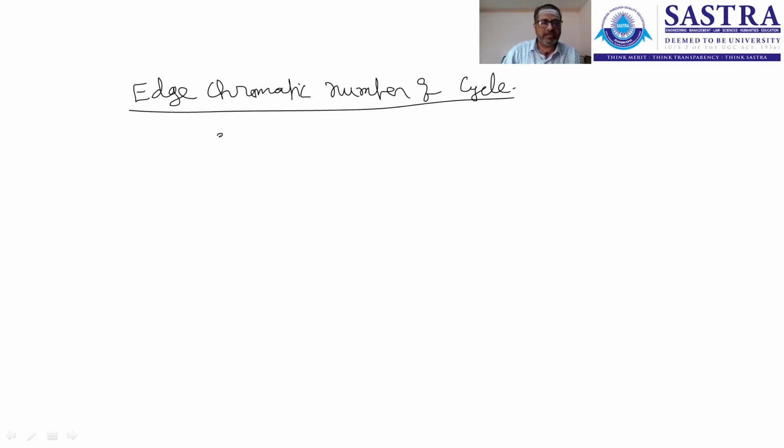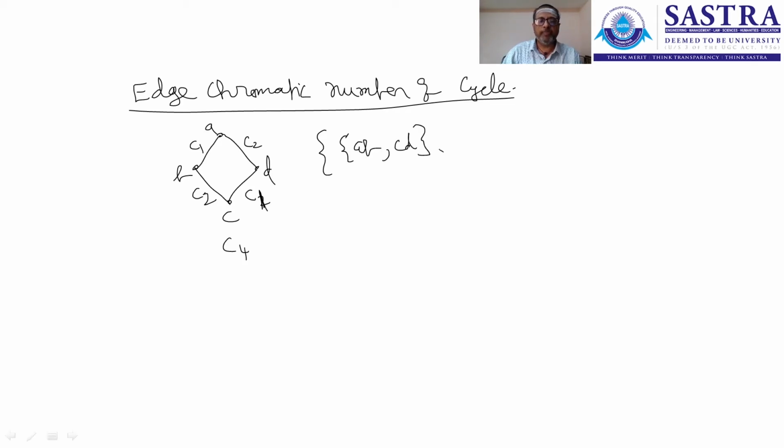Now I'll just give an example here. I take C4, with vertices A, B, C, D. This is C4. I can paint color C1 here, I can paint color C2 here, here I can paint C1, here I will paint C2, and here I will paint C2. So in this case, I have a coloring like this: AB, CD for C1, and for C2, I have BC and AD. Suppose if I take an odd cycle C5.